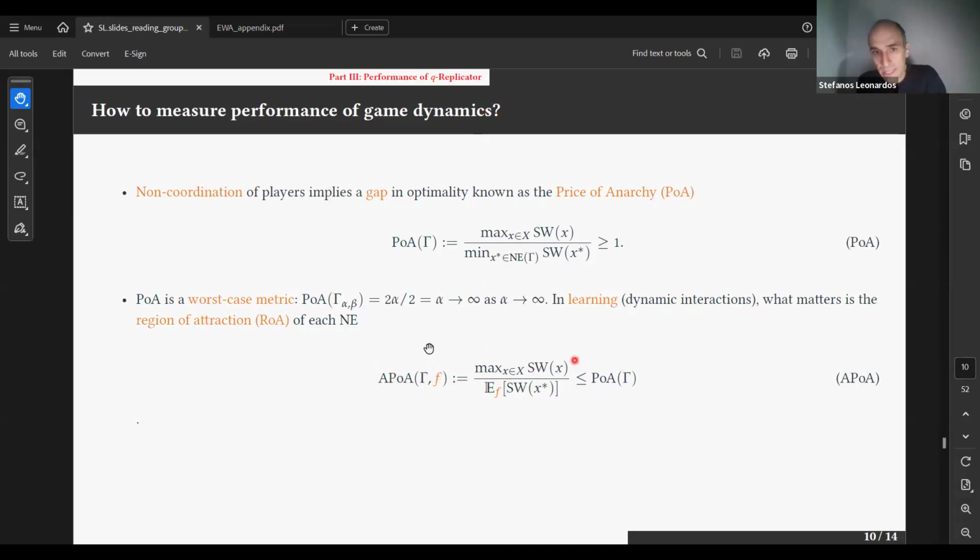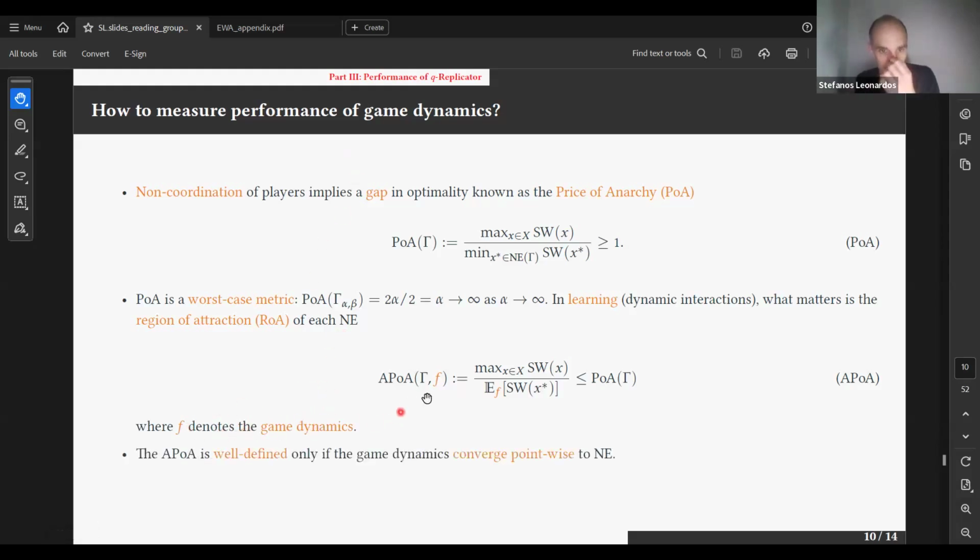But what we need to understand is that to define such a measure of performance, first of all, we need to make it dependent on the dynamics. Different dynamics will give different performance, whereas here it's a static performance measure. We don't have the dynamics in price of anarchy. And the second is that to take this expectation, we need all trajectories of the dynamics to go somewhere, right? Go to some equilibrium, because otherwise, if they cycle or are chaotic, what does it even mean to take the expectation of the social welfare of X star? What is X star here? It's the limit point of a trajectory, but if the trajectory doesn't have a limit point, then it doesn't make sense.